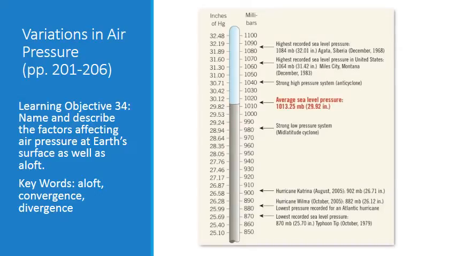The content in this presentation is covered on pages 201 through 206 of your textbook, and it's meant to help you achieve learning objective number 34, which is to name and describe the factors that affect air pressure at Earth's surface as well as aloft. Be sure to skim these pages before watching the video and to read the chapter carefully before attempting the online quizzes.